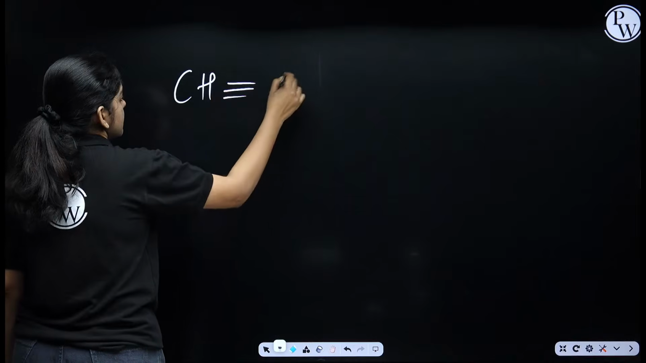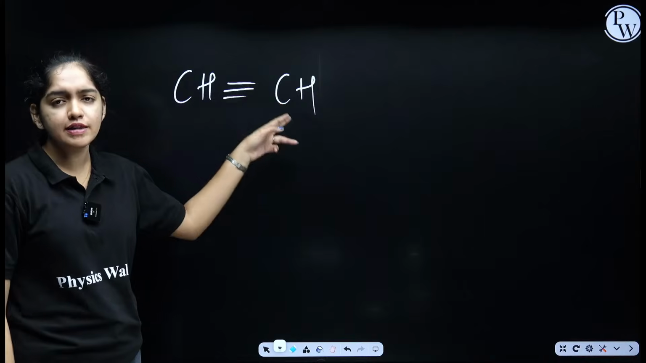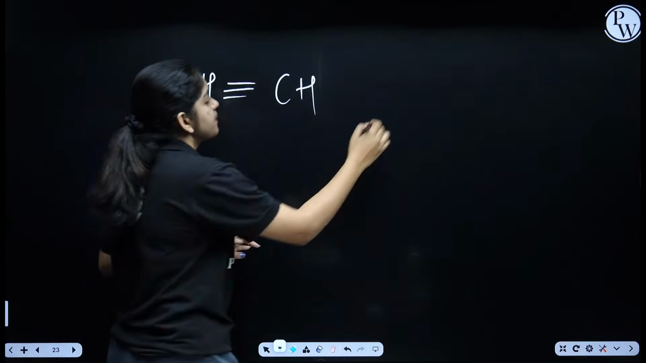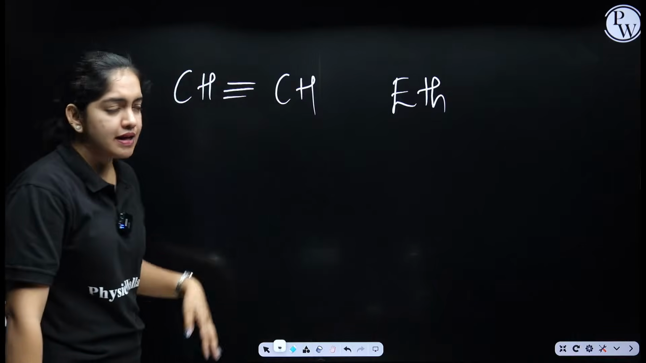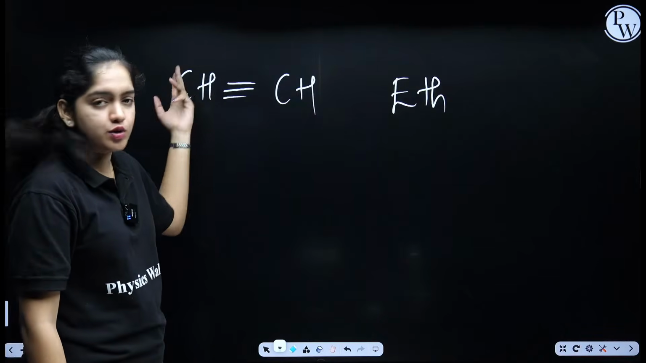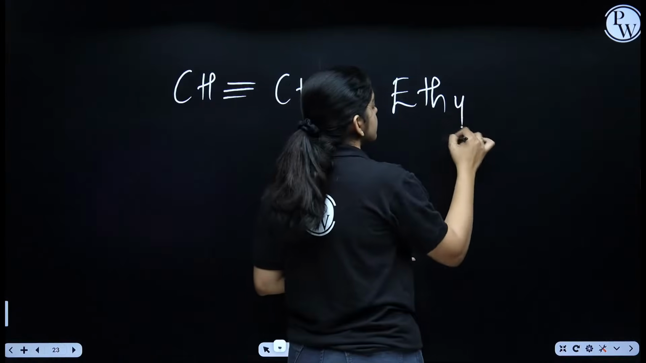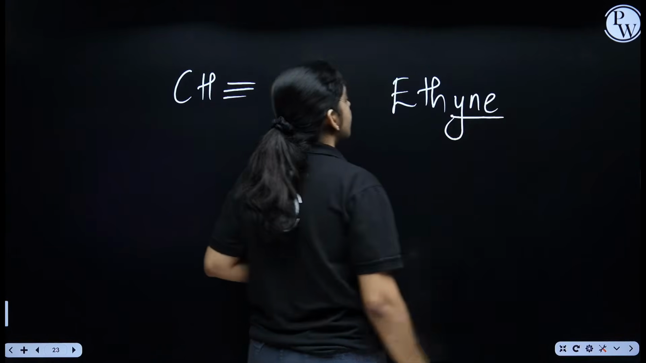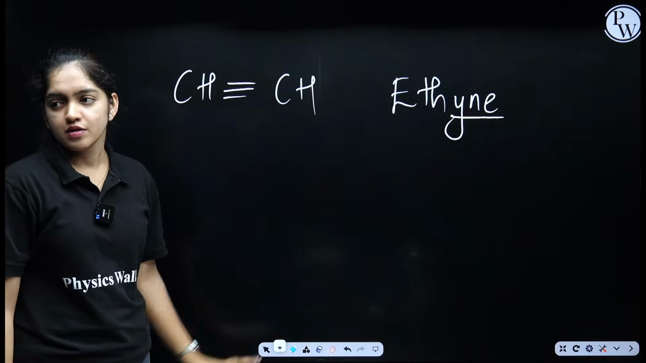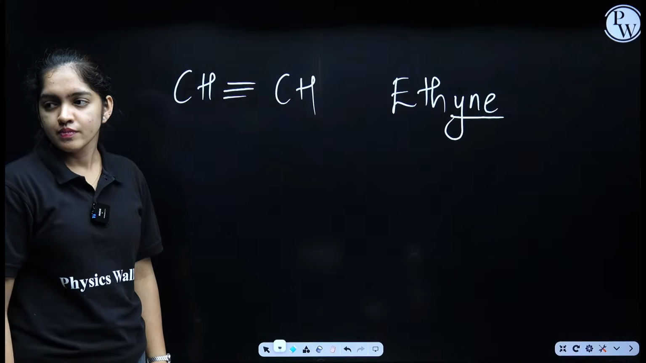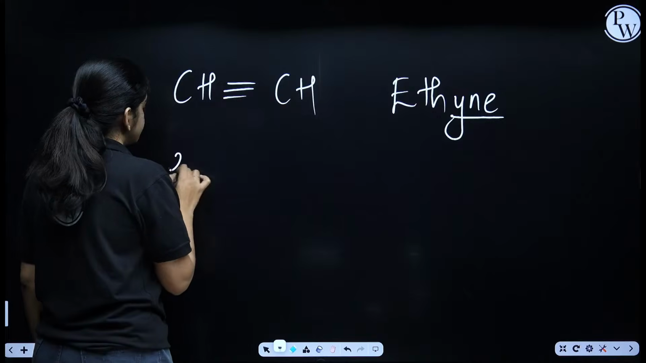CH triple bond CH. Just count the number of carbons, only 2 are there. If there are only 2, what will be the name? Eth. And no need to mention the position. Why? It's the first position. 1, 2. Anyway, 1, 2. So no need to mention the position. If it is triple, the name will be ending with what? YNE. That is ethyne. Got it? Clear? Then next one.